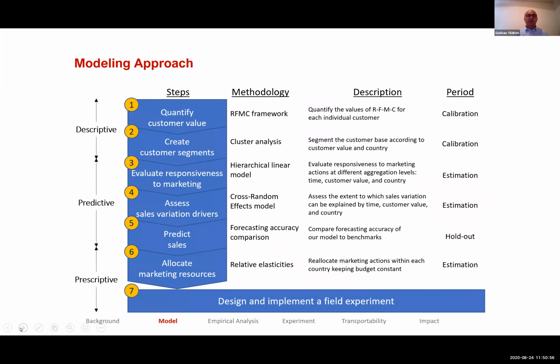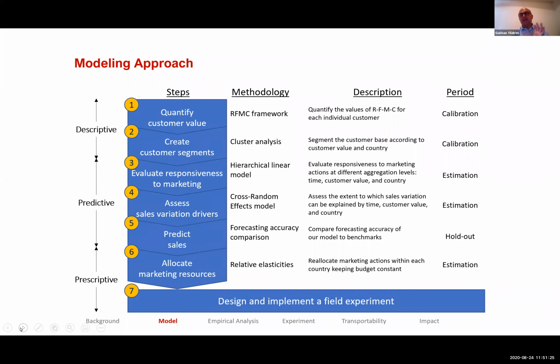Okay, so here we go. After laying out the managerial problem, we thought about how we should really deal with it, right? How we should approach this problem academically. And what we did was to offer a multi-stage modeling approach. Basically, we used descriptive, predictive, and prescriptive models for L'Occitane.